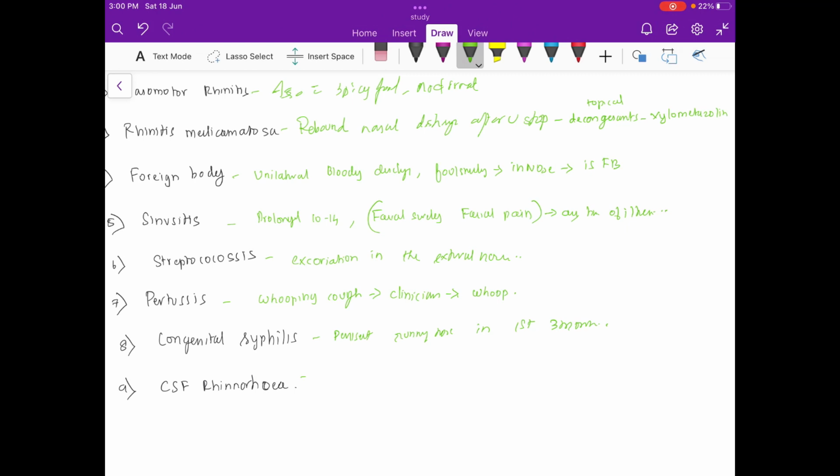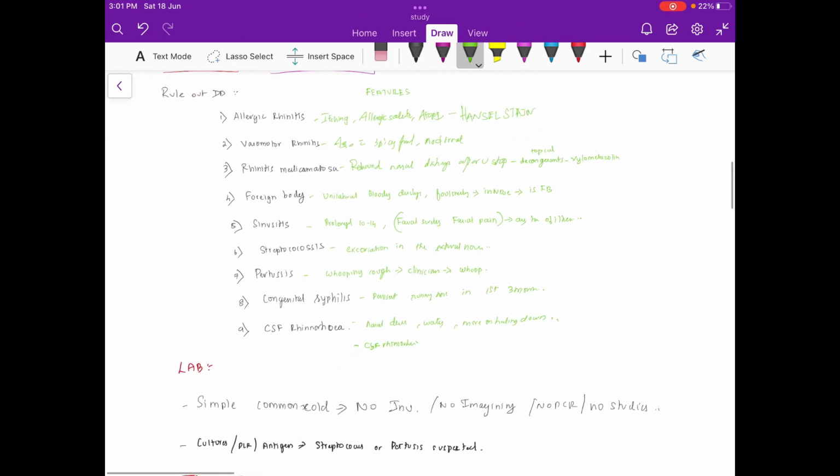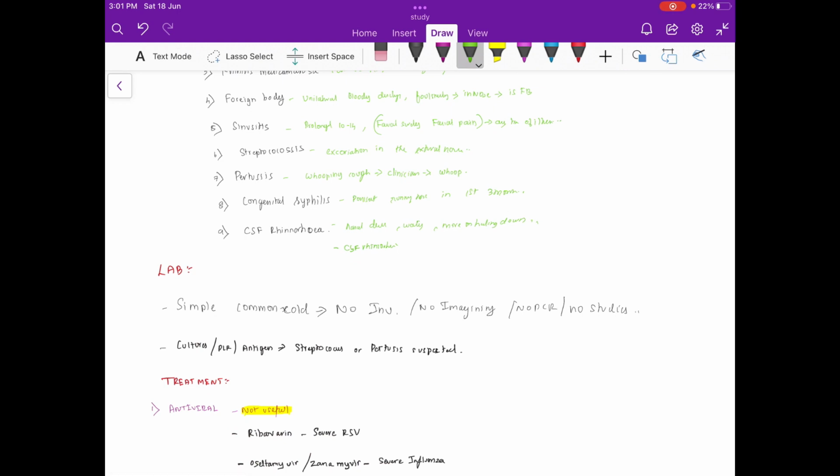And CSF rhinorrhea. This is usually uncommon, but I just wanted to say, just nasal discharge which is very thin, watery, more on bending down. The patient will give a history not as 'nasal discharge', but as 'I have water running down'. It can be CSF rhinorrhea. So these are all the differential diagnoses which you have to consider before you make a diagnosis of common cold.